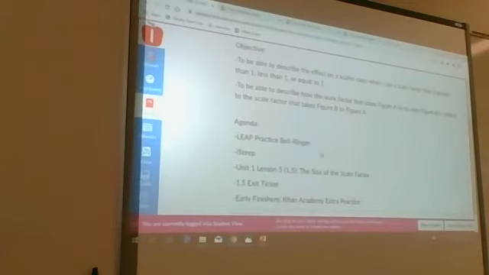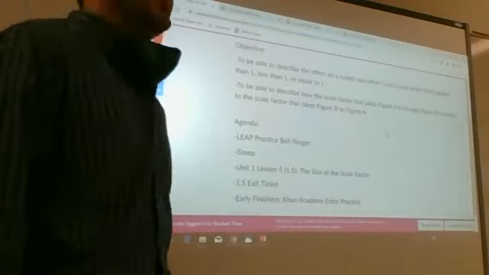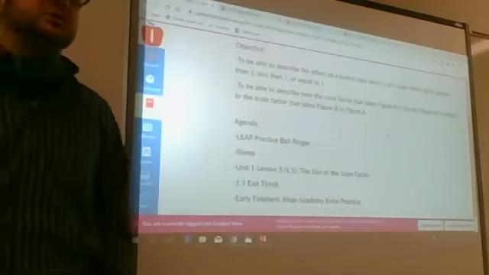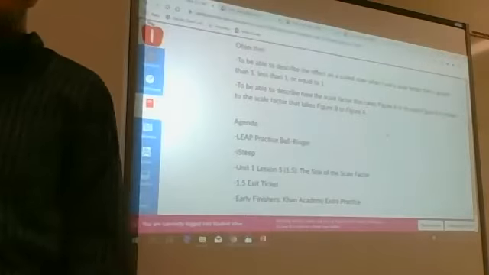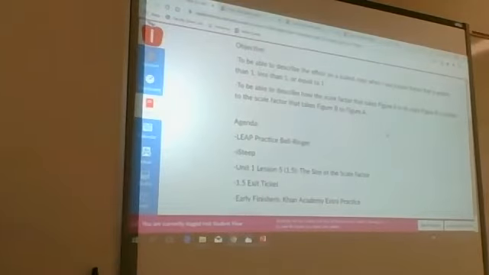So we did our LEAP practice bell ringer. We are now going to, I know this is like the 4th time, but I've been assured that it's supposed to work this time. So we have to go ahead and take our I-Steep.